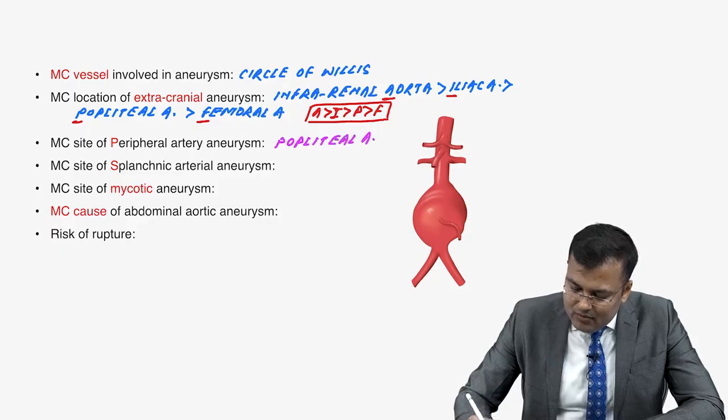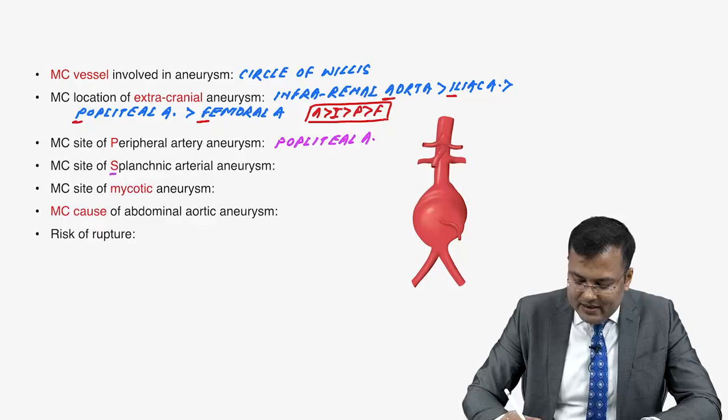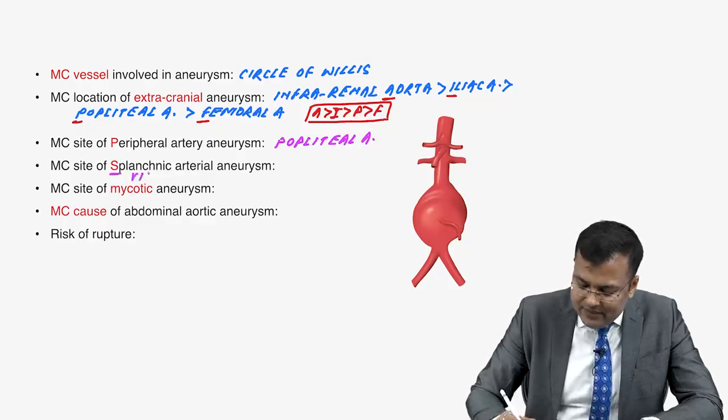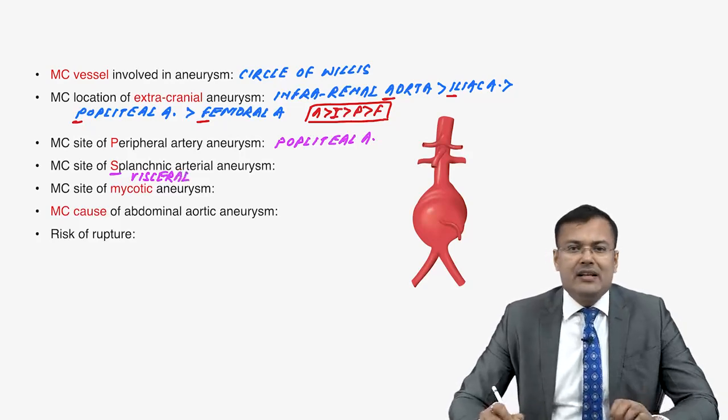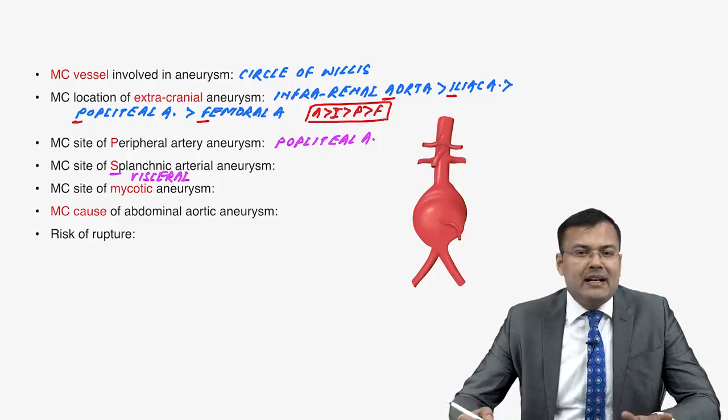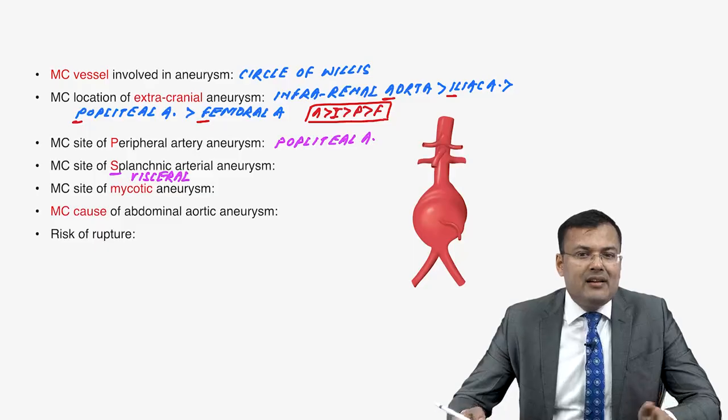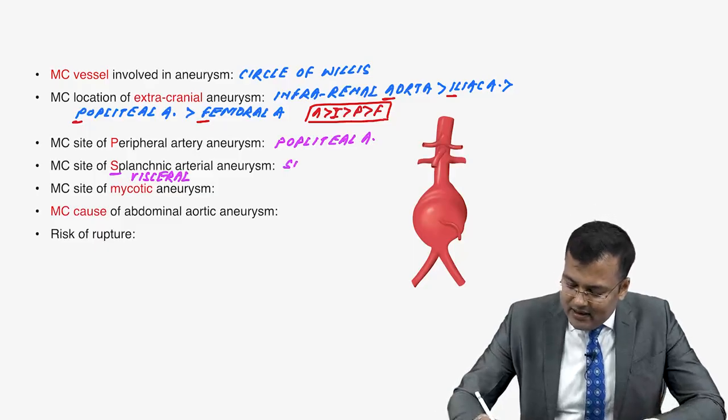Next question. Most common site of splanchnic, also known as visceral, arterial aneurysm. Splanchnic also starts with S. Splanchnic, splenic. So how to remember? It is the splenic artery.